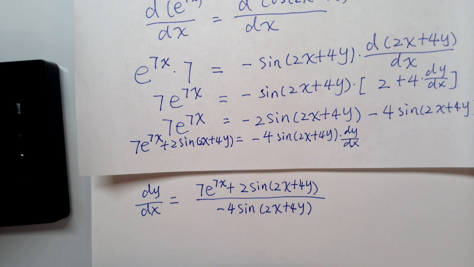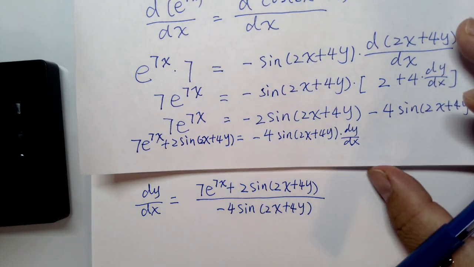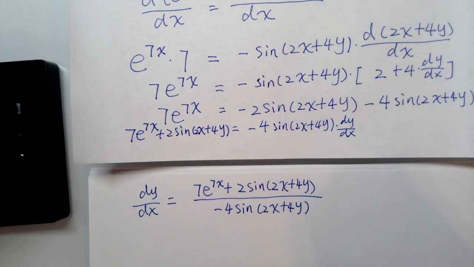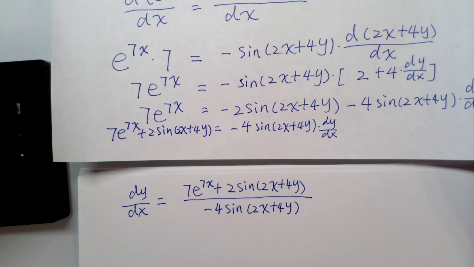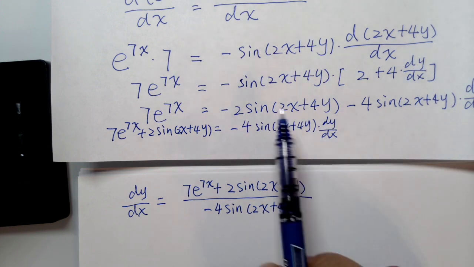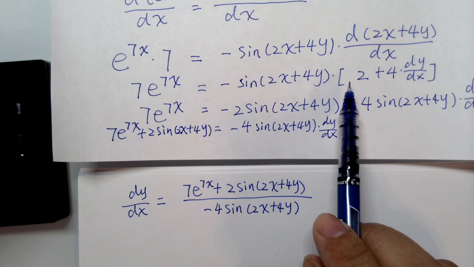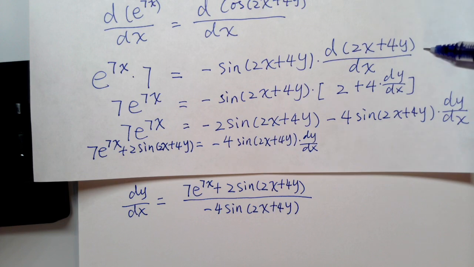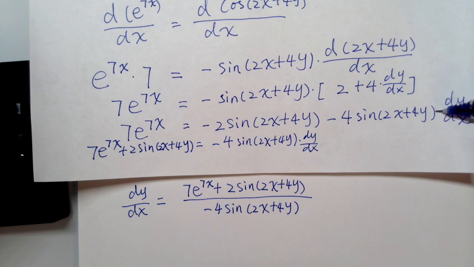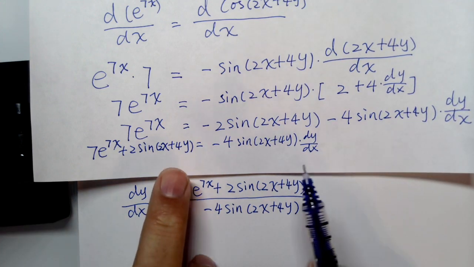Sean, you have a question? Yeah, I'm still kind of confused on how the negative 4 sine ended up on the other side. You have negative 2 sine 2x plus 4y minus 4 sine 2x plus 4y. Are you talking about this step? Correct, yes. Do you have a question from here to here? Second, from here to here? Correct.